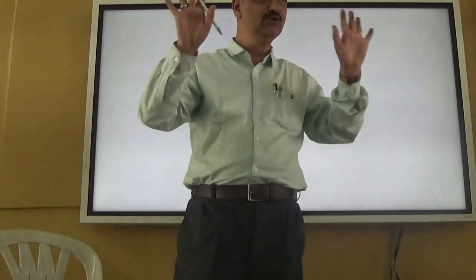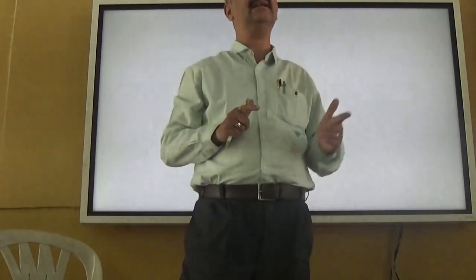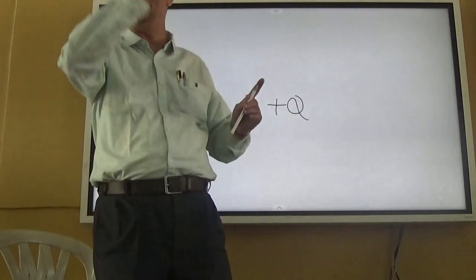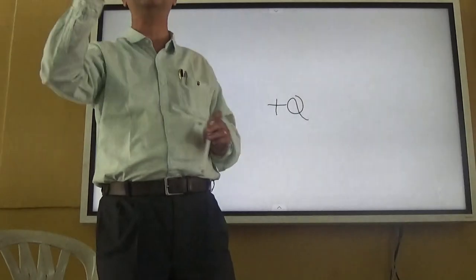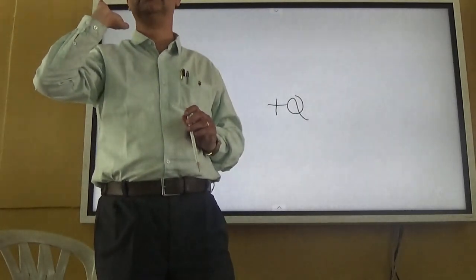Are you getting me? So, if plus Q charge is there at the center of the cube, then Gauss law will mean that the electric flux over any side of that cube should be Q by 6. Should be Q by 6.